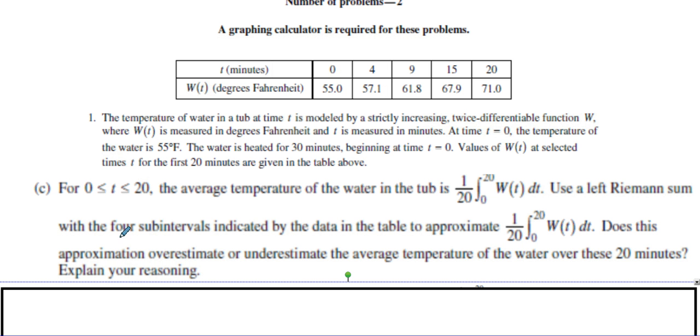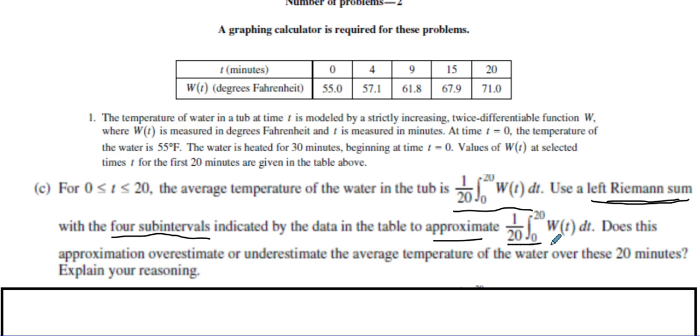All right, well, what we're going to do is go through part C of 2012, number 1. For 0 to 20, the average temperature of water in the tub is this right here, 1/20th of the integral from 0 to 20 of W(t) dt. We're going to use a left Riemann sum, with 4 subintervals indicated by the data in the table, to approximate this value right here.